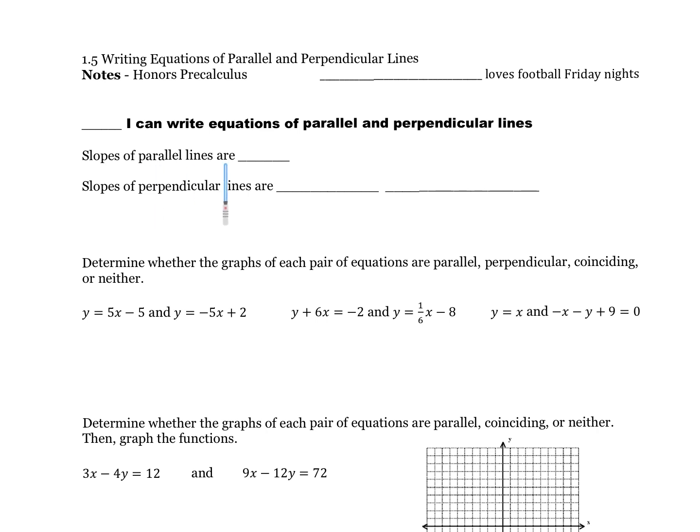Does anyone remember slopes of parallel lines? If my lines are parallel, they look like this. They're the same slope, so you could say equal or the same. Draw yourself a little picture. These are my parallel lines. They're never going to intersect.